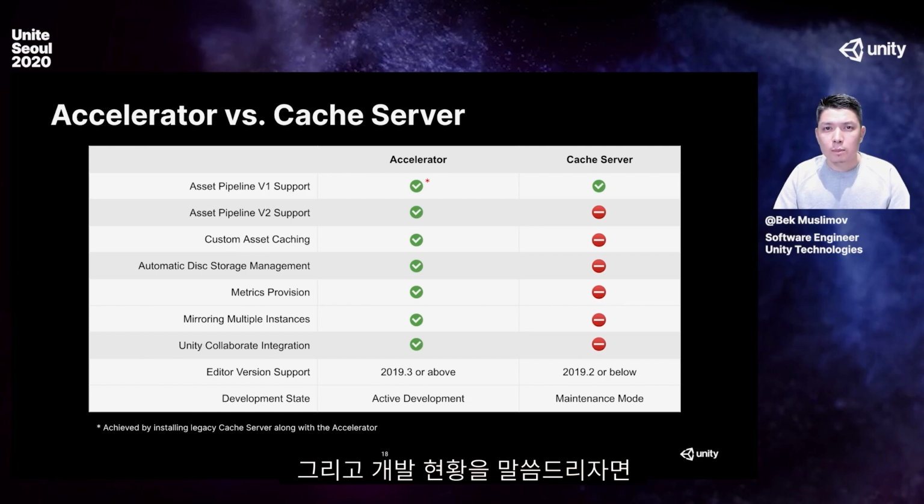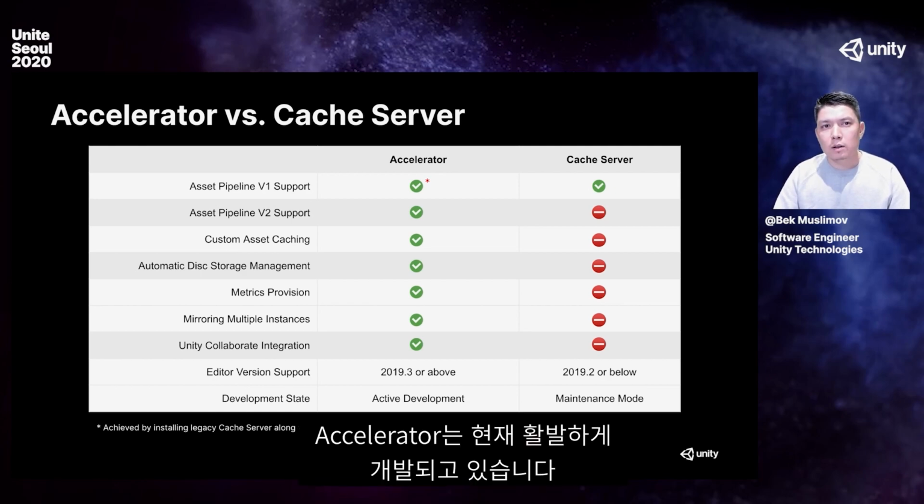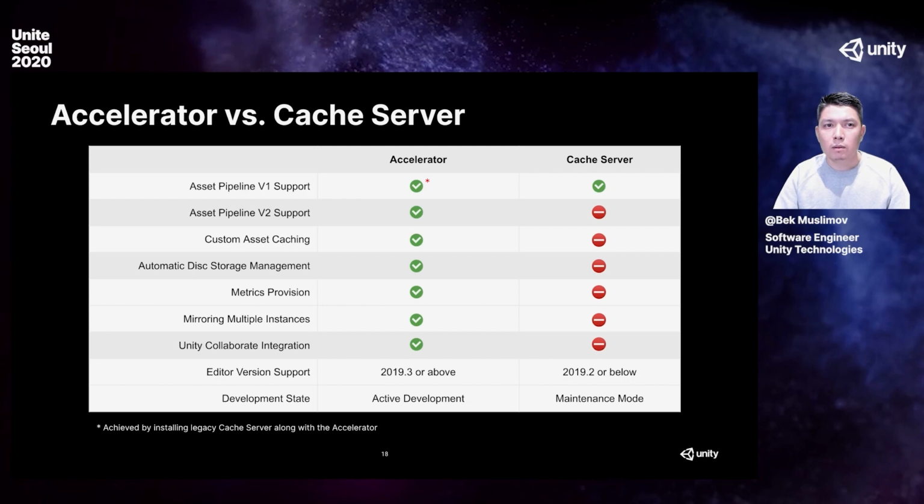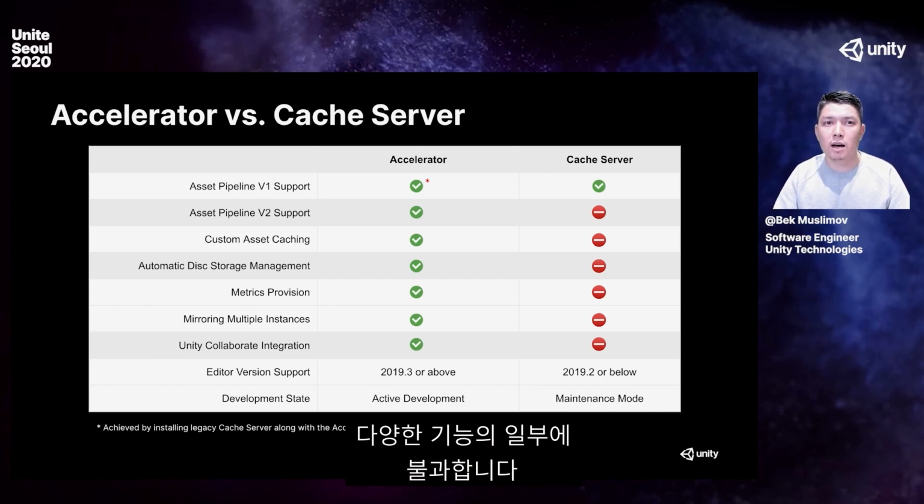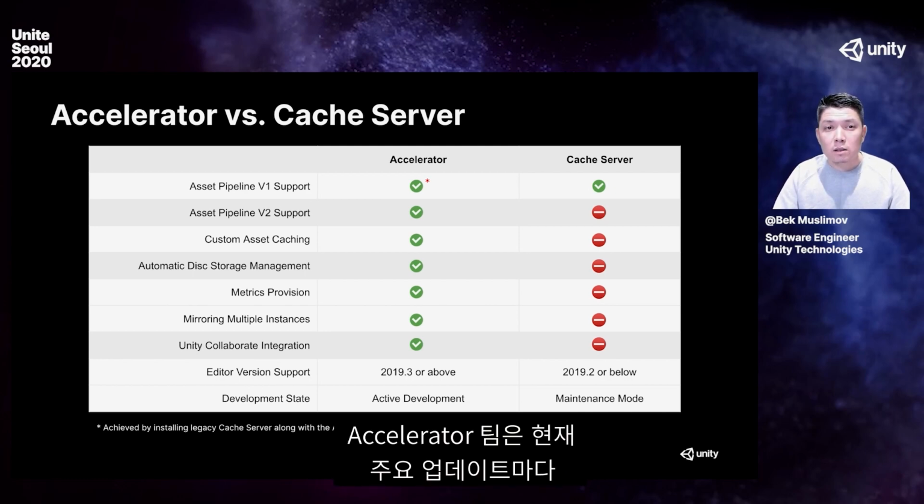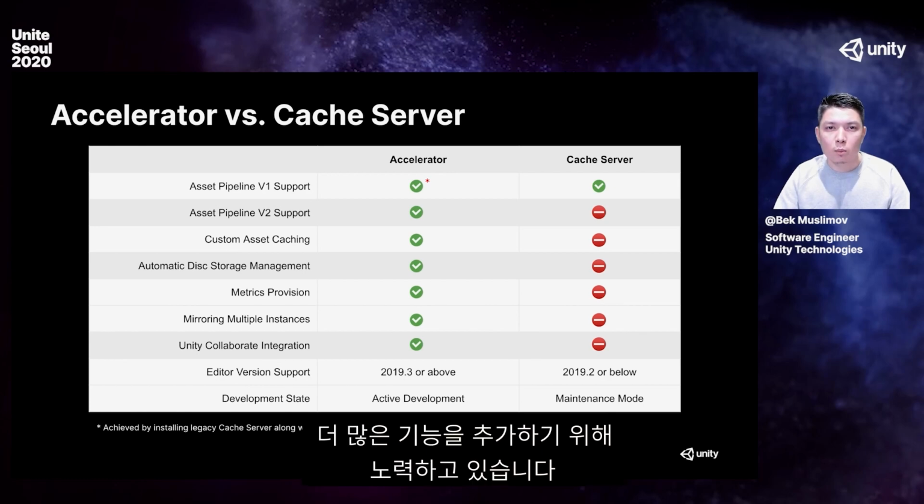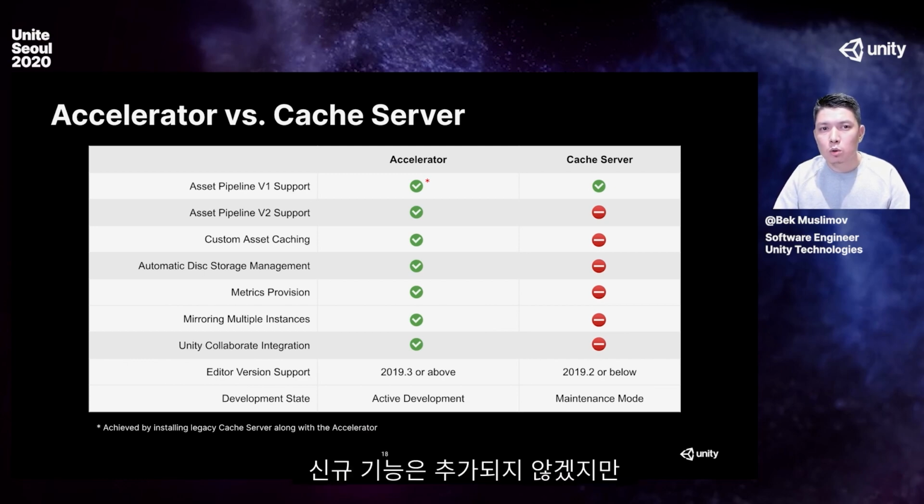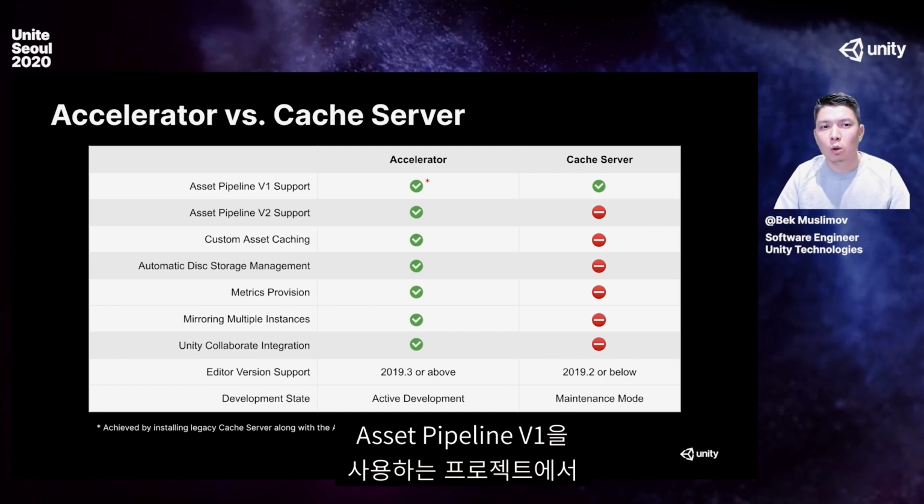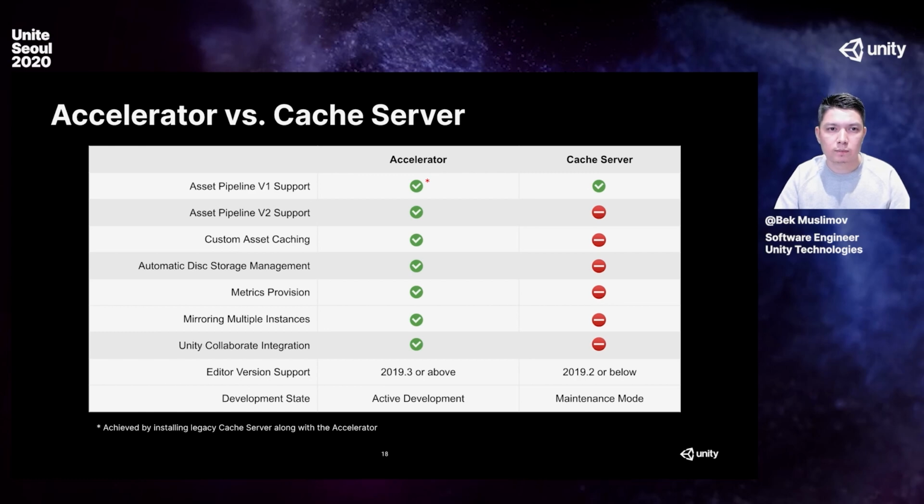And regarding the development state, the Accelerator is now being actively developed. This list of features are not all of the features that the Accelerator will have in the future. The Accelerator team is currently working on bringing some more features with each major update. And the original cache server is currently in maintenance mode. There will be no new features added, but you can always use it with your projects that use Asset Pipeline version 1.